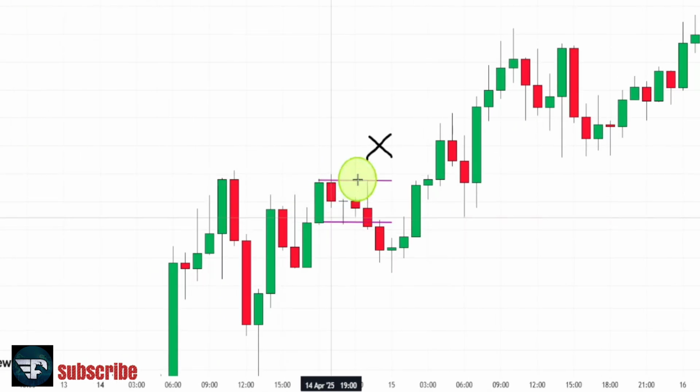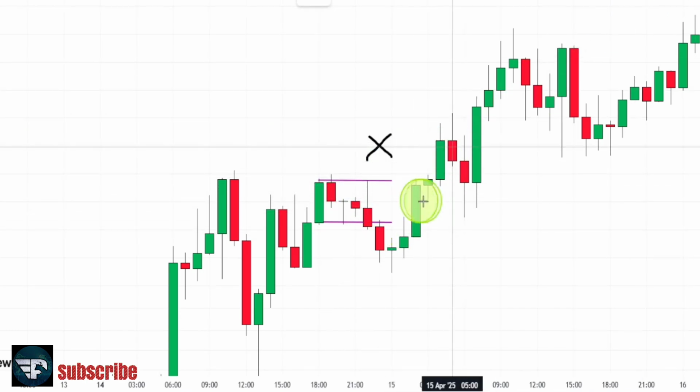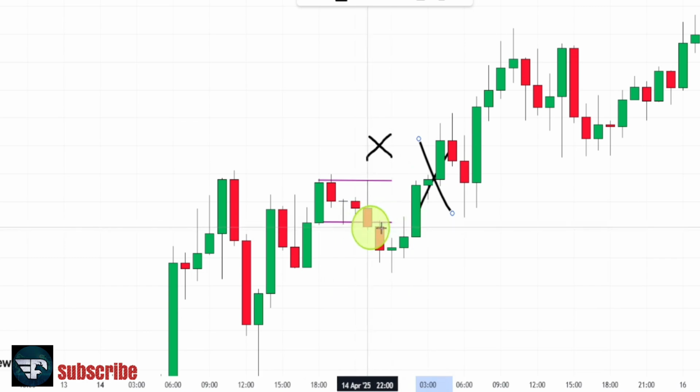But what happened? This one, the breakout happened on the downside. You can see it's a bullish candle, so we want the breakout to happen to the upside. But this one, the breakout happened down below. So we didn't take this one. This one is an invalid master candle because the breakout happened down below here.